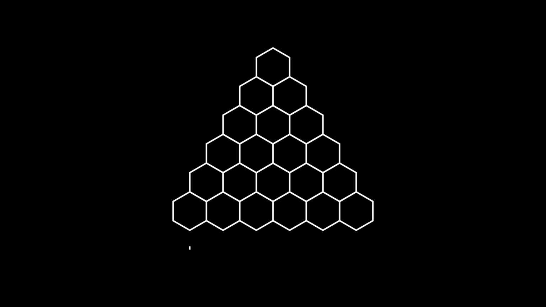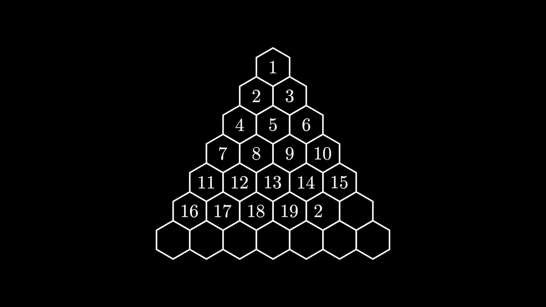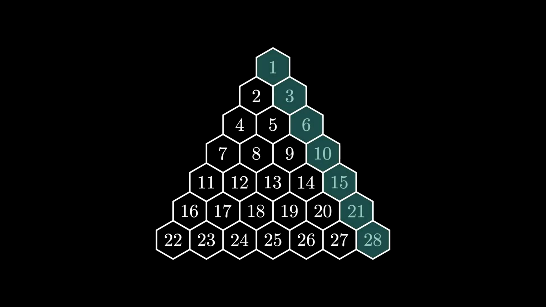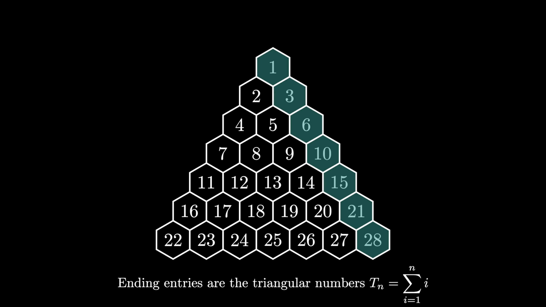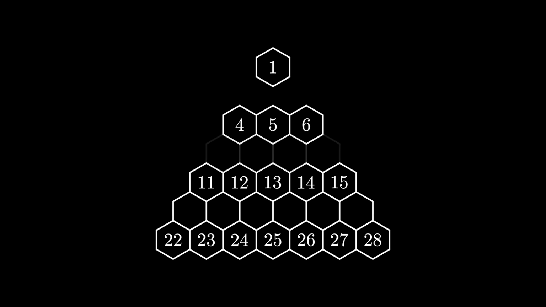We can also arrange the counting numbers in arrays that form different kinds of shapes. For instance, let's place the integers in a triangular array from top to bottom and left to right. When we do this, we see that the entry at the end of each row is the nth triangular number. The triangular numbers are given by the sum of the first n positive integers. With this shape in hand, let's go through and remove every other row so that we're only left with the odd-indexed rows in the triangular array.